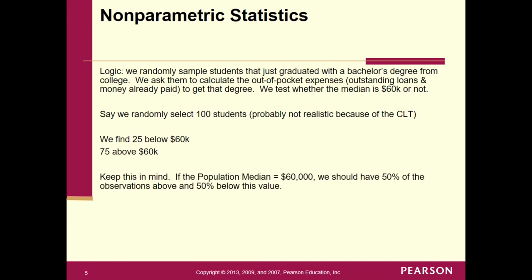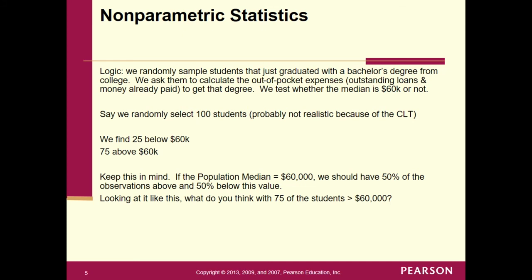So what do you think about that? You have to keep this in mind: if the population median is 60,000, we should have 50% of the observations above and 50% of the observations below 60,000. So if truly the population median is 60,000, we should have 50 above, 50 below as far as the number of observations. But we had this 25-75 split, all right?